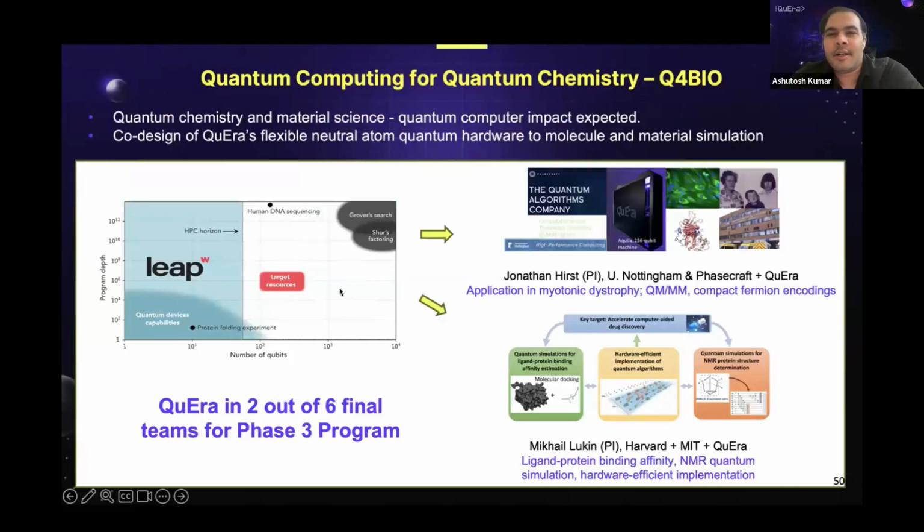Finally, just a slide where we are involved in this WellcomeLEAP project, which had 3 phases, with results in each phase where teams were eliminated based on performance. So I'm happy to let you know that QuEra is in 2 of the 6 final teams for phase 3 of the WellcomeLEAP program. The idea here is that we have to demonstrate that our hardware solves a problem of biological significance that is hard to do with classical quantum chemistry based models. So we are looking at ligand-protein binding affinities, NMR quantum simulations, and other projects within this WellcomeLEAP program.